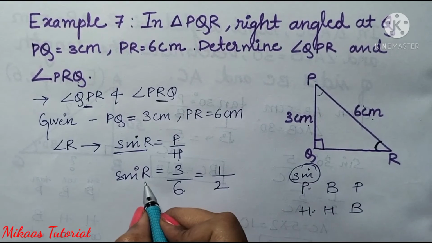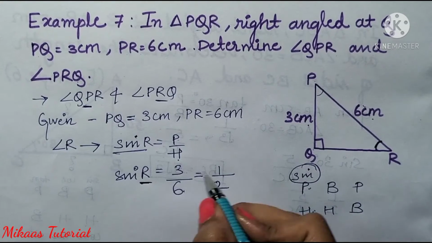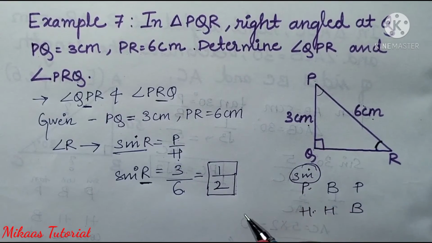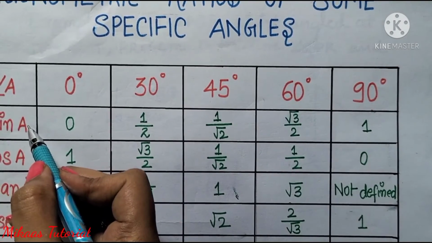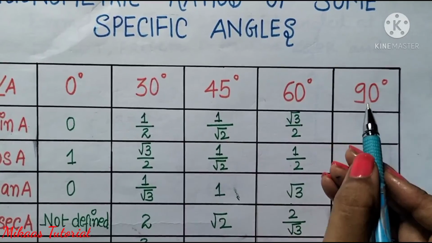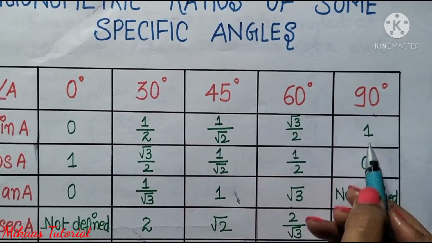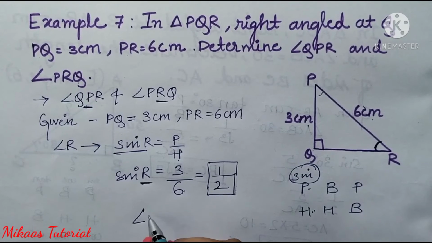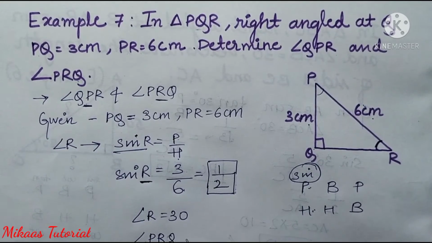Now what should you think? At what angle of sine will you get 1 by 2? It's very simple. You should now remember the trigonometric ratios of some angles. At what angle of sine do we get 1 by 2? It is 1 by 2 at 30. So the angle R is 30, which means angle PRQ is 30.